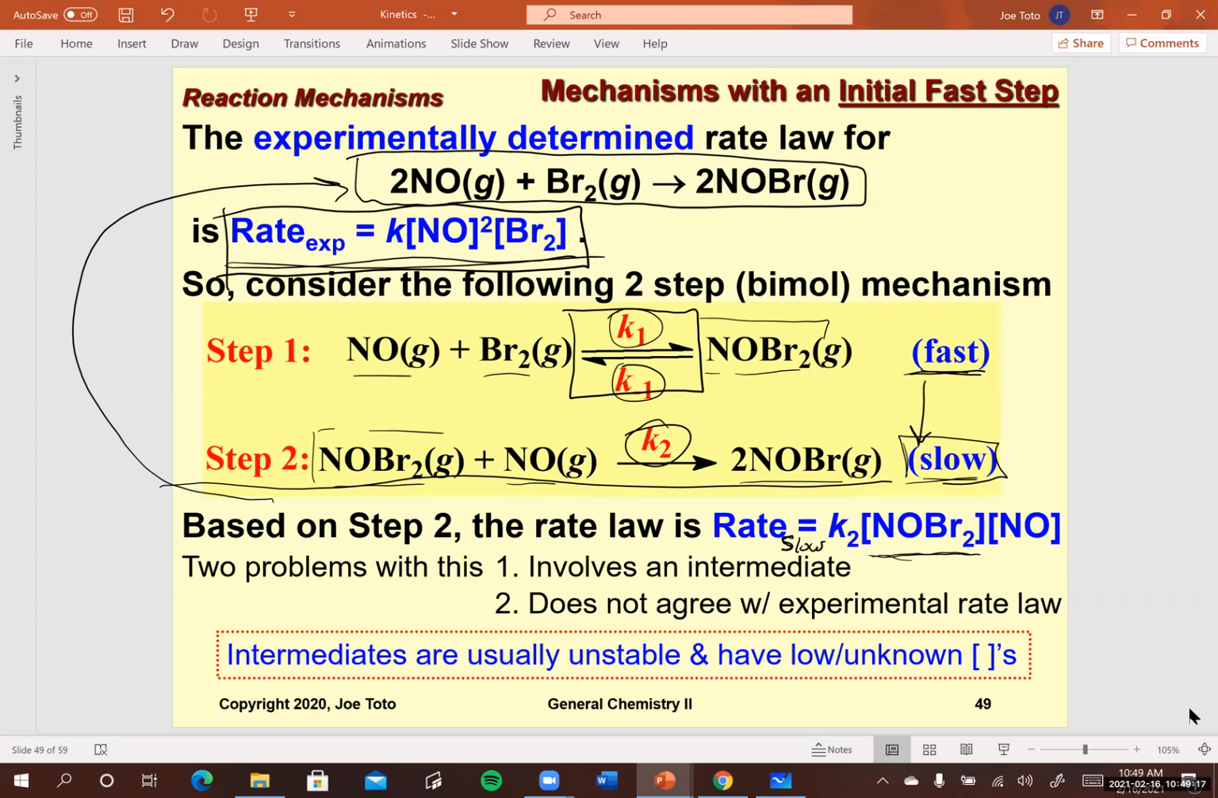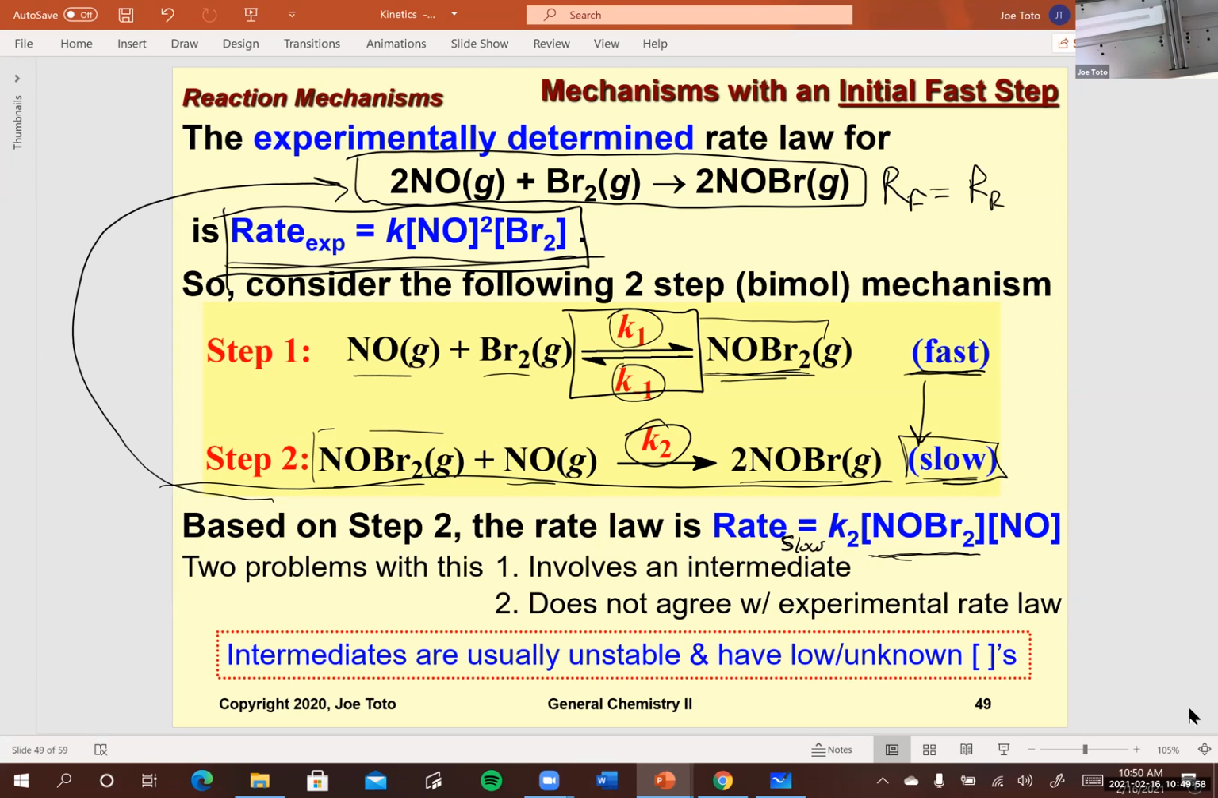So are you saying that fast steps usually don't create intermediates? No, in fact, in this case, it did. What I'm saying is that fast steps come to equilibrium while the slow step is still taking place. So what does equilibrium mean? That means that for this fast step, the rate forward equals the rate reverse. Or in other words, I'll just put it up here, rate forward equals rate reverse.